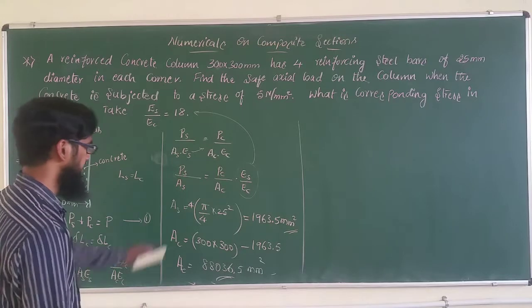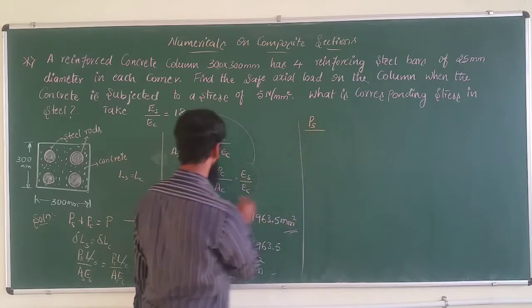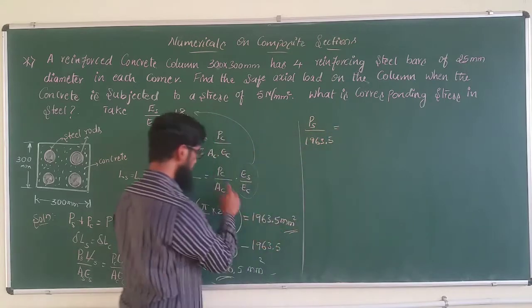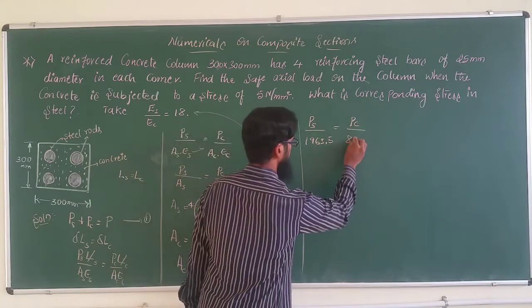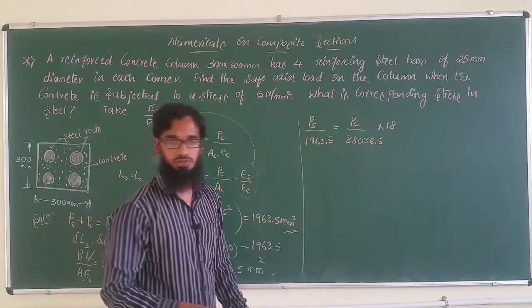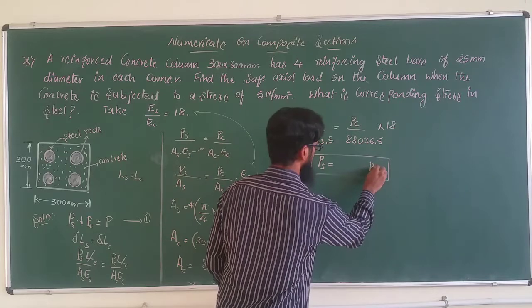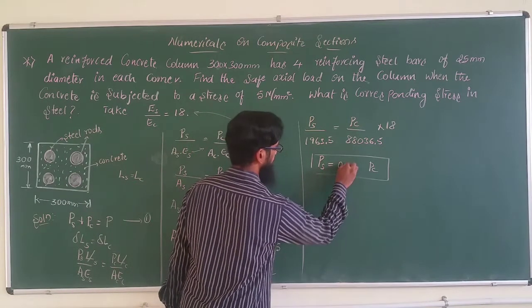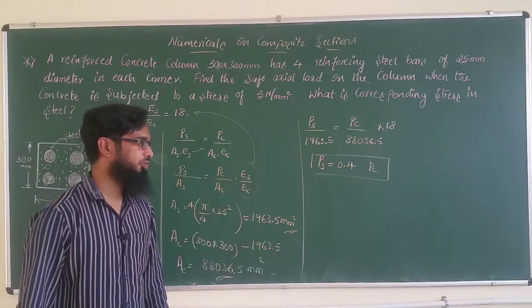Now I will just substitute these two values in this equation here. So what I am getting here is PS by the area of steel rod, 1963.5, is equal to PC by AC, that is 88036.5, into 18. Now if we simplify, I am going to get PS in terms of PC. So that relation is PS is equal to 0.4 times the PC.